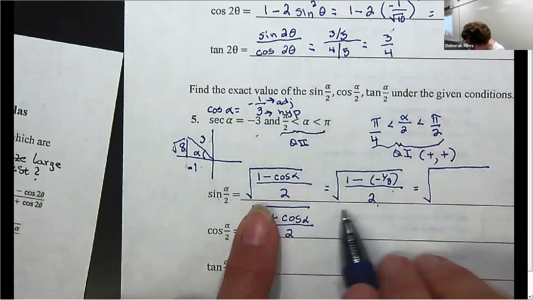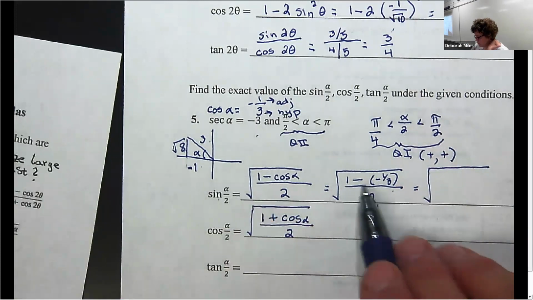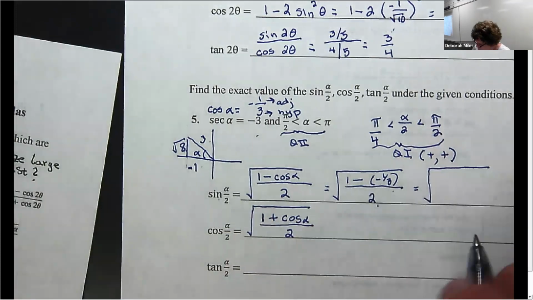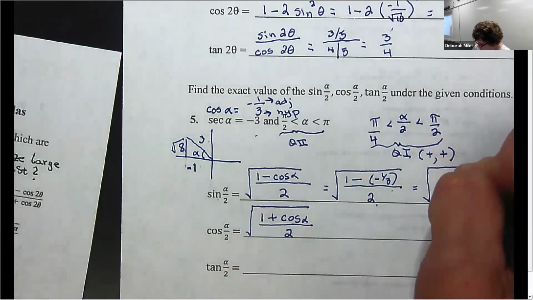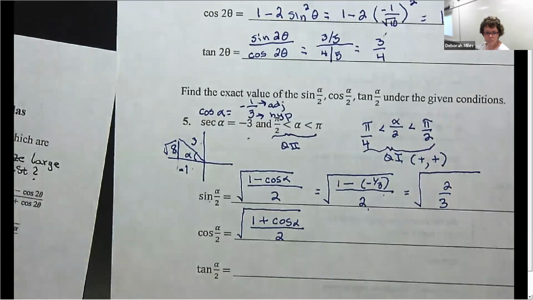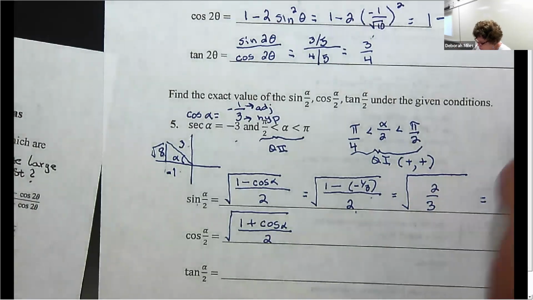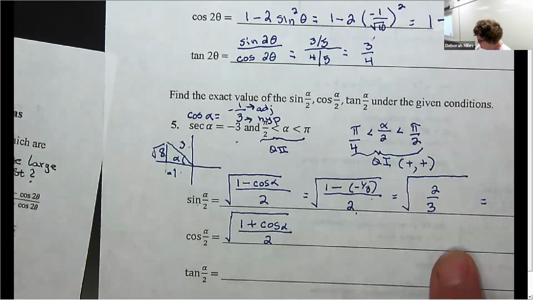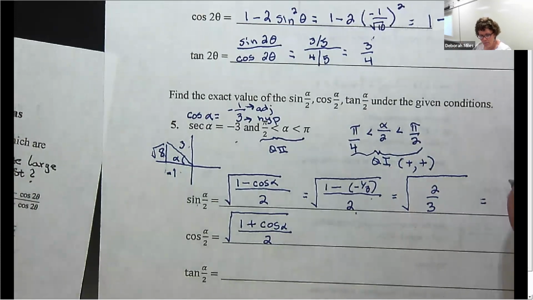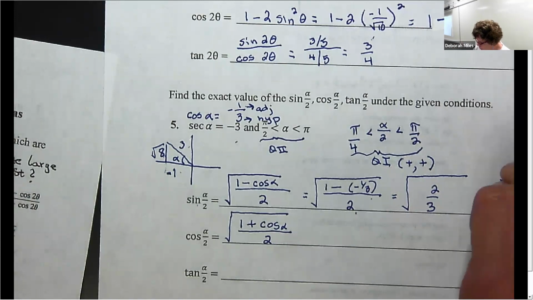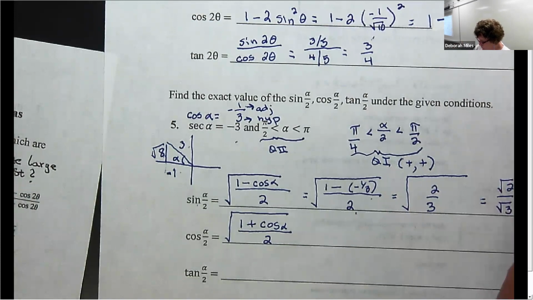Let me just double check something. 1 plus 1/3 is 4/3 divided by 2 is 2/3. Yeah, that didn't turn out as ugly as I thought it was going to be. Since on the test I have written, you don't have to rationalize the denominator. You could leave that square root of 2/3. That's okay with the test. In my math lab, you're probably going to have to say square root of 2 over square root of 3, and then rationalize it. Square root of 6 over 3.